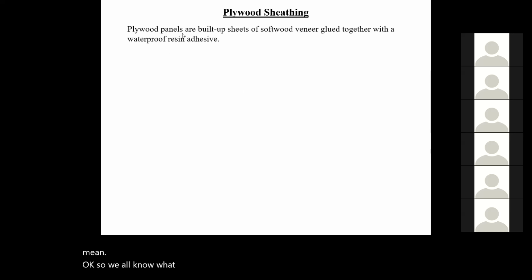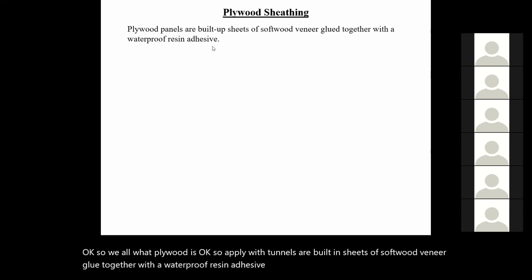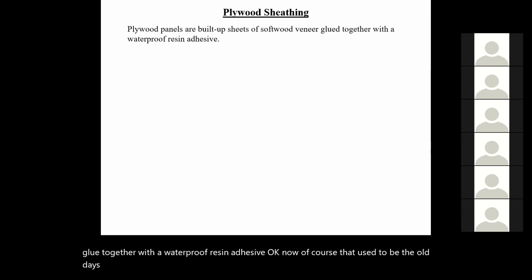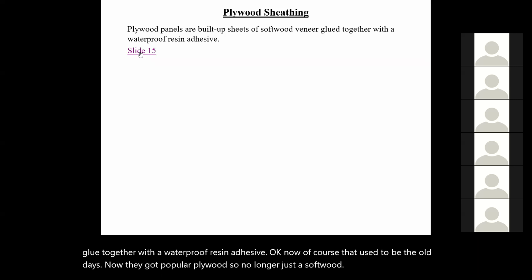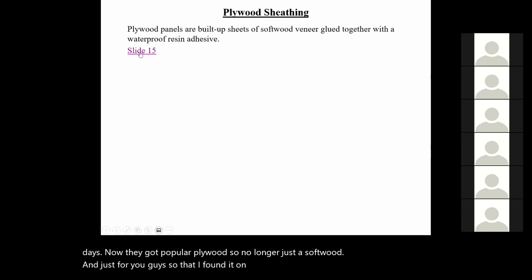Okay, so plywood panels are built in sheets of softwood veneer glued together with a waterproof resin adhesive. Now, of course, that used to be the old days. Now they got poplar plywood, so it's no longer just a softwood. And just for you guys, I found this on the internet, I found this to be kind of cute.